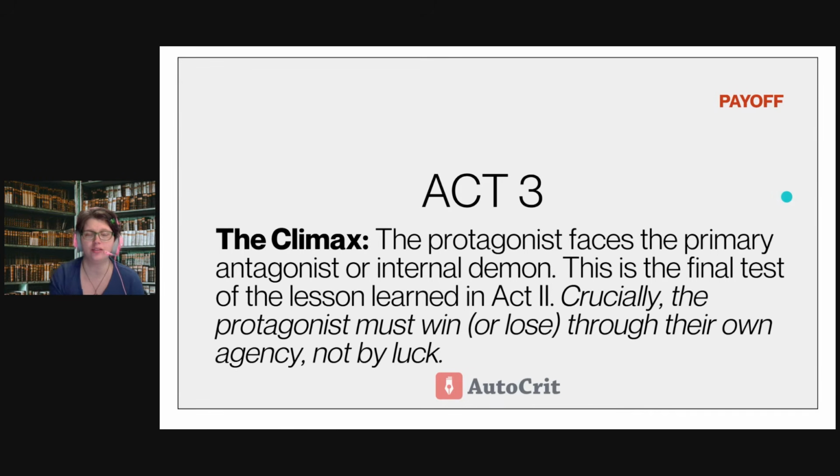So the climax is the final test. This is where your hero or your protagonist faces the primary antagonist, or it could also be an internal demon. Critically here, the protagonist needs to win or lose through their own agency, not by luck. A tip would be to ensure that the hero uses a skill or realization that they gained specifically during the trials of Act 2 to solve this conflict. This is going to show that growth.